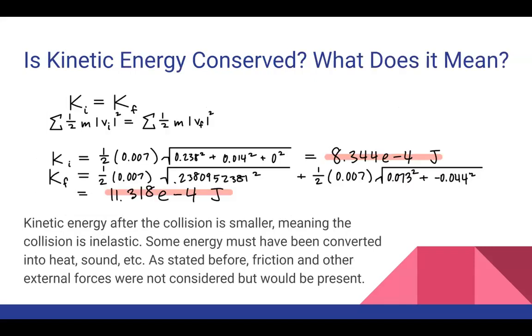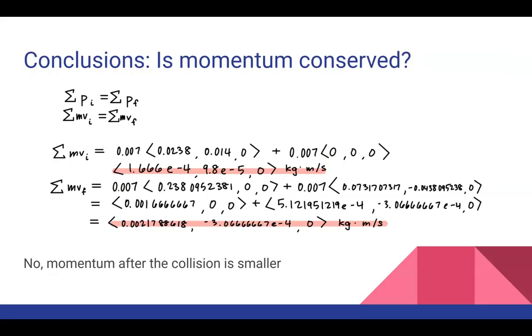So, is kinetic energy conserved? And what does it mean? With this work that's shown here, you can see that the initial and final kinetic energies are not the same, so kinetic energy after the collision is smaller, meaning the collision is inelastic. Some energy must have been converted into heat, sound, etc., and as stated before, friction and other external forces were not considered but would be present.